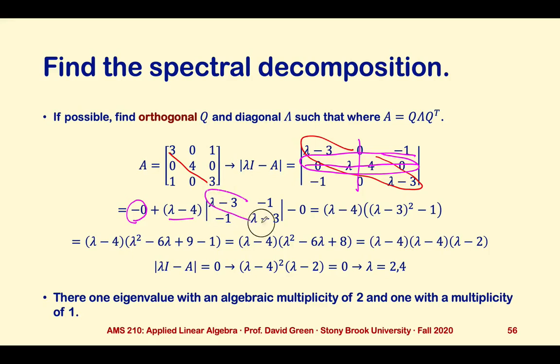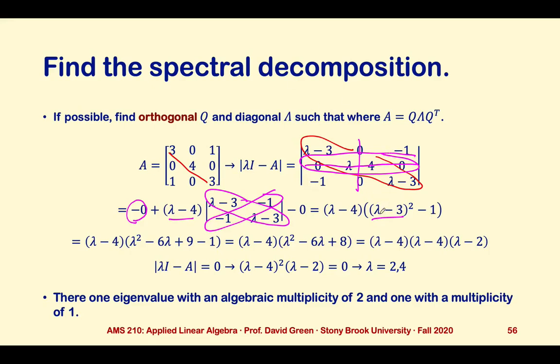This 2 by 2 determinant is lambda minus 3 squared minus negative 1 squared. Lambda minus 3 squared minus 1. We're partially factored out here. We already have a lambda minus 4, but we need to see what we can do with this remaining piece. Expand and factor as we've seen before.